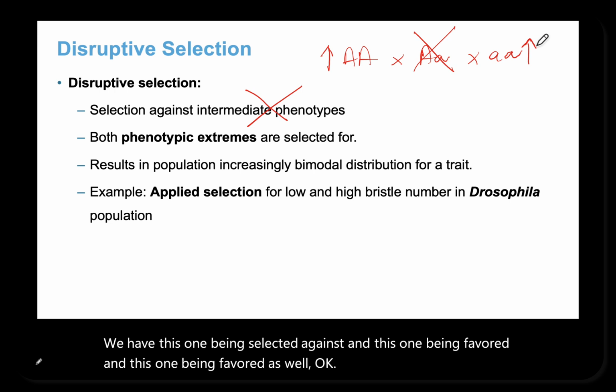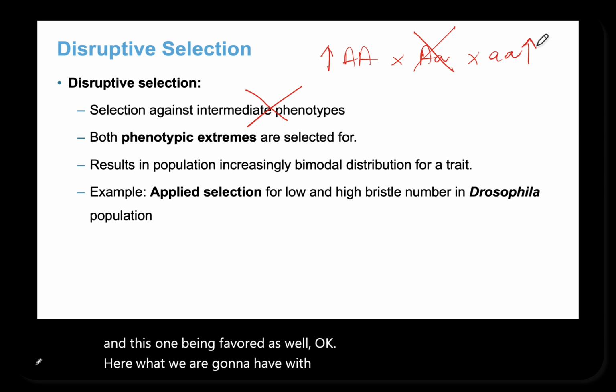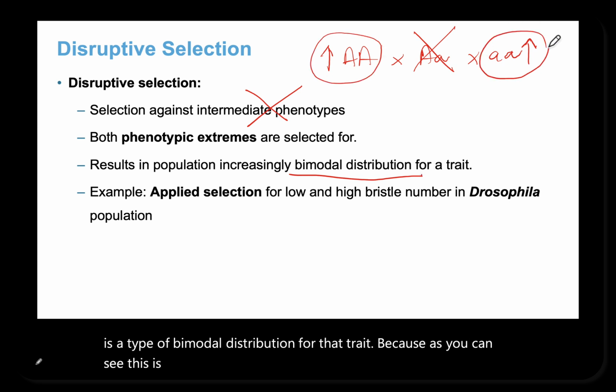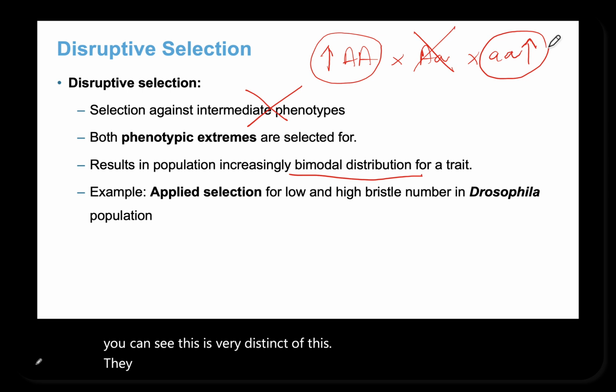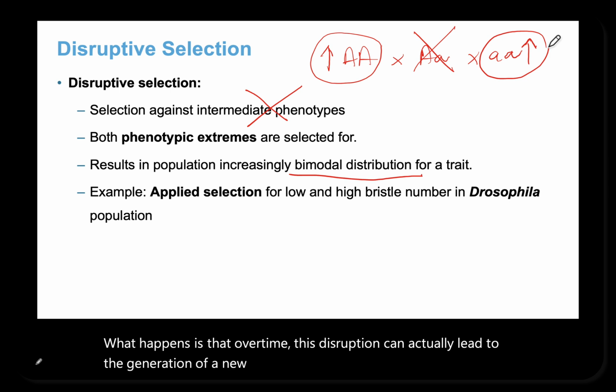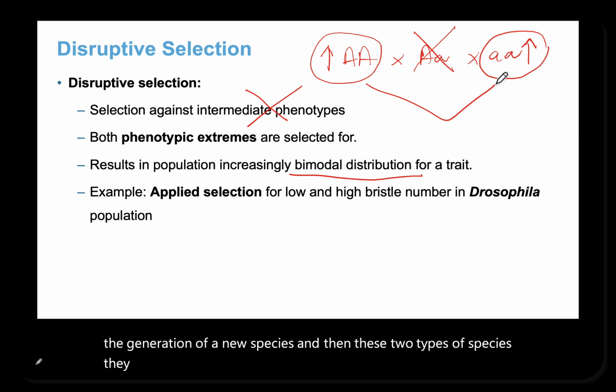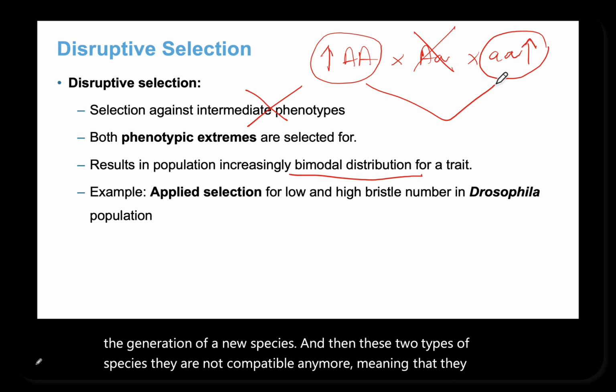Here, what we are going to have with the variation in that population is a type of bimodal distribution for that trait. Because as you can see, this is very distinct from this. They are completely different. What happens is that over time, this disruption can actually lead to the generation of a new species. And then these two types of species are not compatible anymore, meaning that they cannot reproduce anymore.